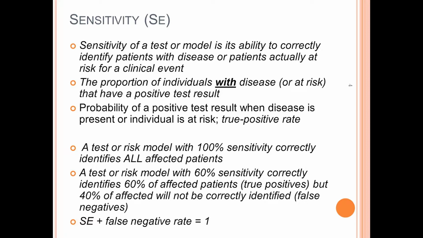So a test or a risk model with 100% sensitivity correctly identifies all affected people all of the time. A test or a risk model with 60% sensitivity correctly identifies 60% of the affected patients, the true positives, but 40% of those affected will not be correctly identified. Those are the false negatives. False negatives are the complement of sensitivity. So again, sensitivity, the fraction of the diseased or the at risk who test positive, plus the false negative rate, the fraction of disease or at risk who tests negative, always add up to 1.